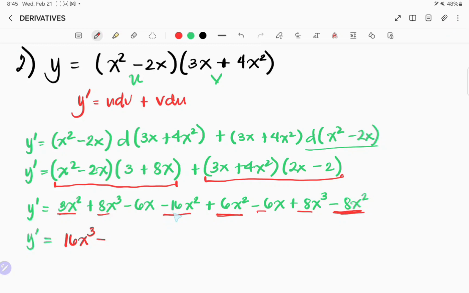So we have negative 16 plus 6 is negative 10, minus 8 is negative 18, plus 3 is negative 15x squared. Now for x, we have negative 6 and another negative 6x. That would give us negative 12x. That's it. There are no remaining terms already. So the derivative is 16x cubed minus 15x squared minus 12x.